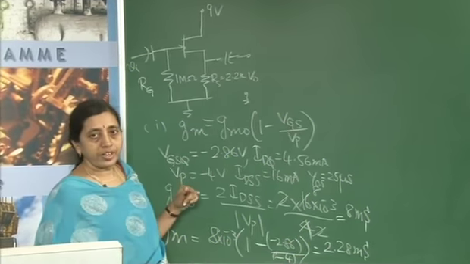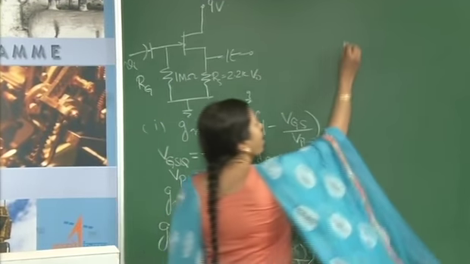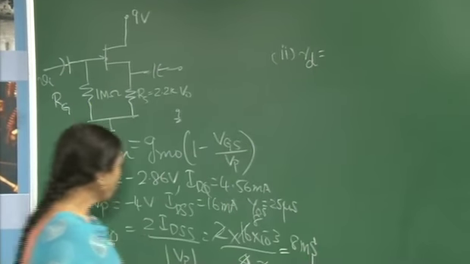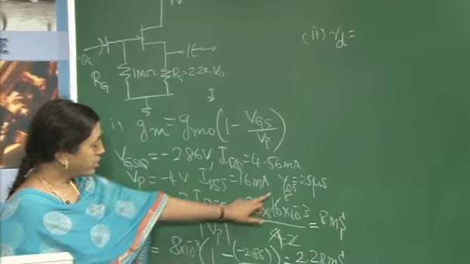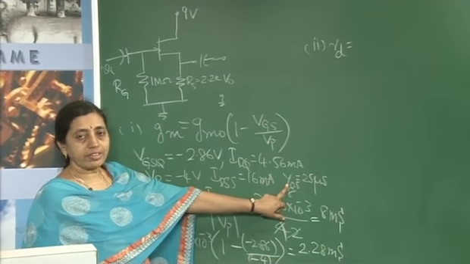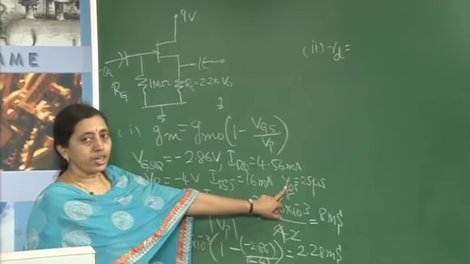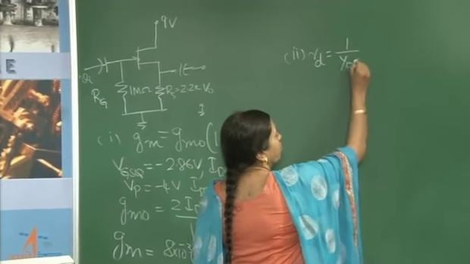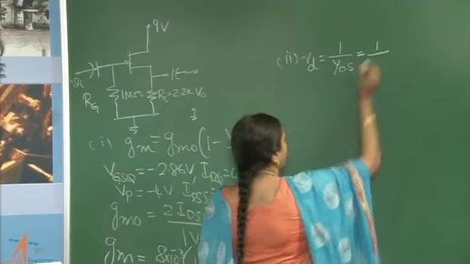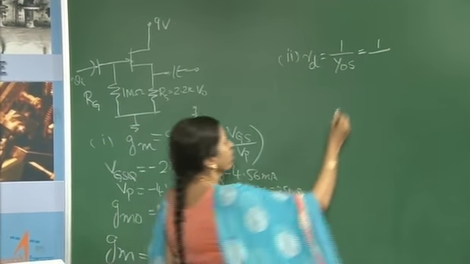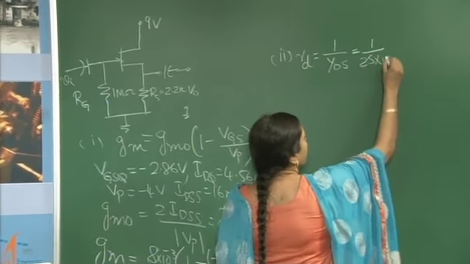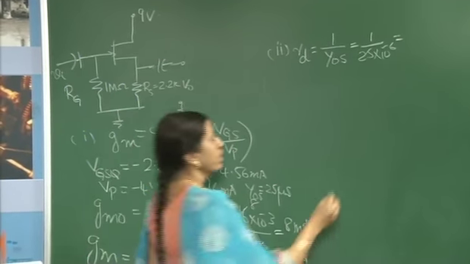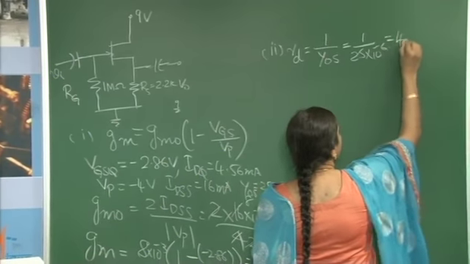The next parameter to be determined is the value of rd. To determine rd, the output equivalent admittance value is given, that is YOS. Take the reciprocal of this YOS to determine rd. So, rd is 1 by YOS, which is nothing but 1 by 25 into 10 power of minus 6, which comes to around 40 kilo ohms.